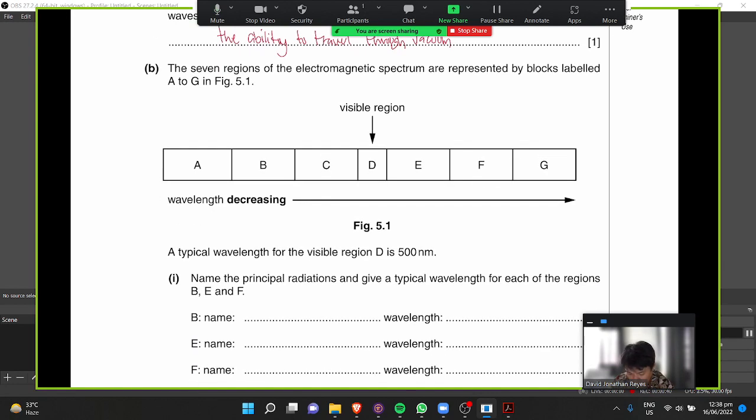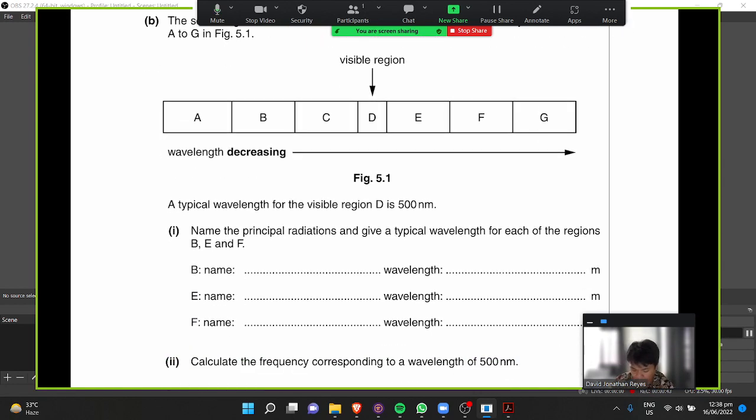Next, we have here the whole spectrum, and you're asked to define and write down the wavelength for every specific wave within the spectrum. Now it says here wavelength is decreasing from A going to G. Let's now identify what are the values of your B, E, and F. B would now be your microwave. Your E most likely would be your ultraviolet. Then the last one would be your X-ray.